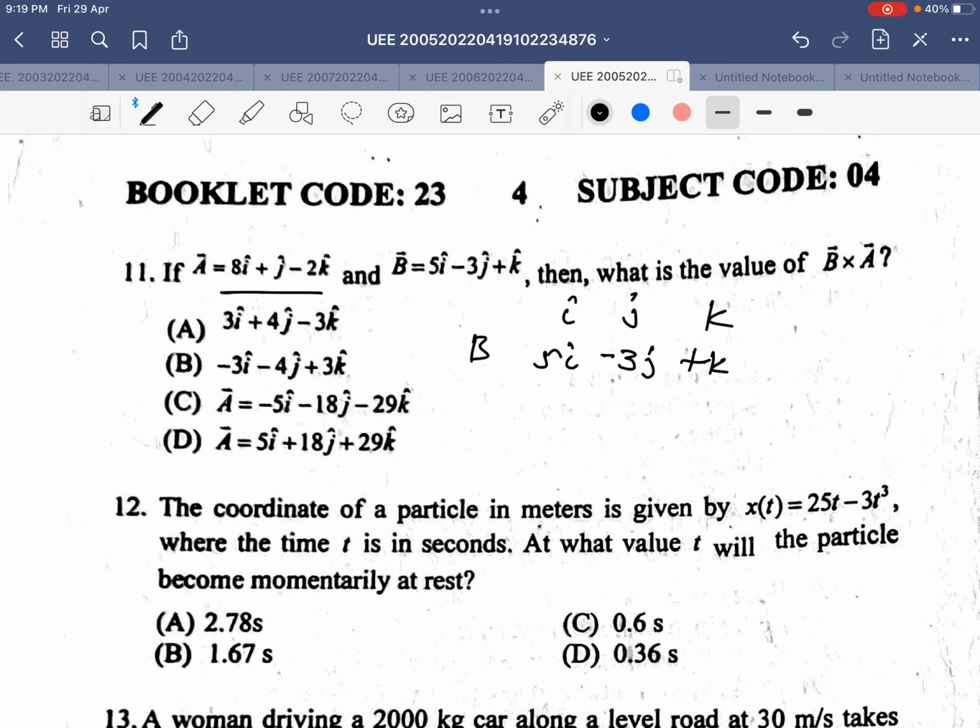Let's simply write the numbers because we have already said ijk at the top. Therefore, no need of saying ijk. Let's write the coefficients of B. 5, minus 3, and the coefficient of k is 1.